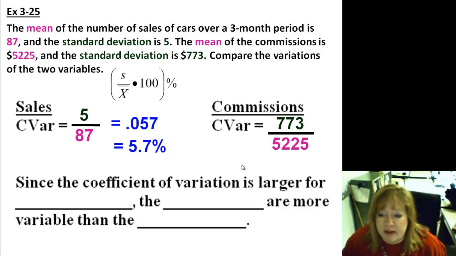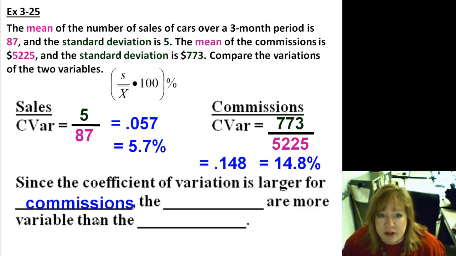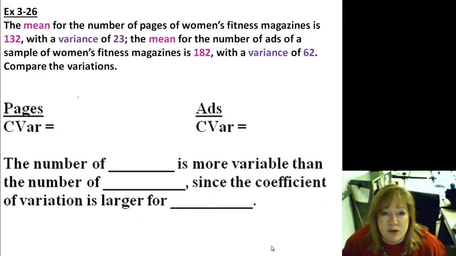Commission: 773 divided by 5,225. Again, 773 was the standard deviation, divided by the mean. Bada boom, bada bing. You get 0.148. That's 14.8%. So then you can compare these. Which one's more variable? The one that is higher is the one that is more variable. You can see the commissions have a higher C-var, coefficient of variation. Since the coefficient of variation is larger for the commissions, the data are more variable than the sales. So that's how you can tell which of two sets is more variable.